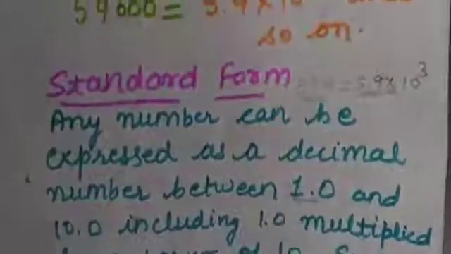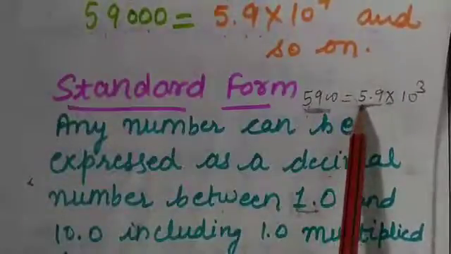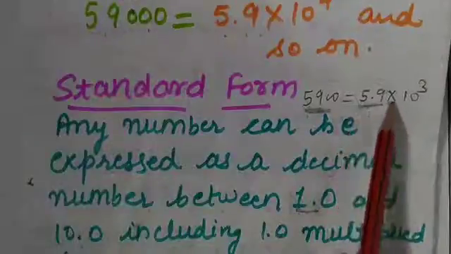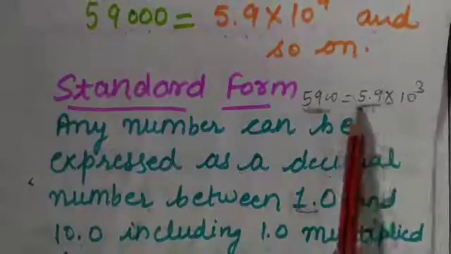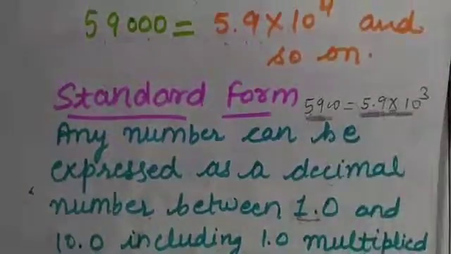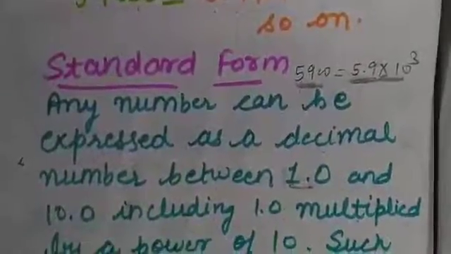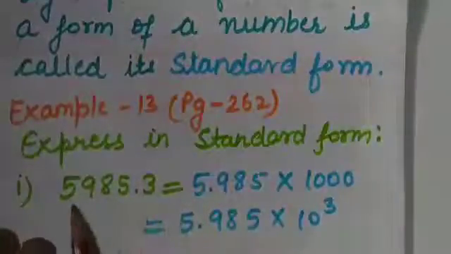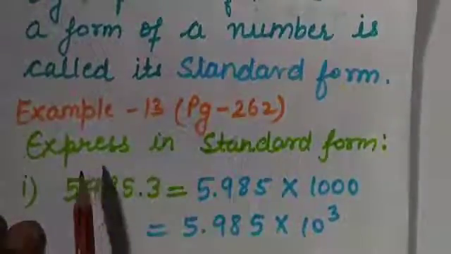Okay, I have explained that if any number is expressed as a decimal number between 1 and 10, including 1, and multiplied with the powers of 10, then we can say that this form is the standard form. Okay, this is the standard form. So let us discuss some examples to understand this. This is the first example I am taking. This is example 13, page number 262 of your NCERT.